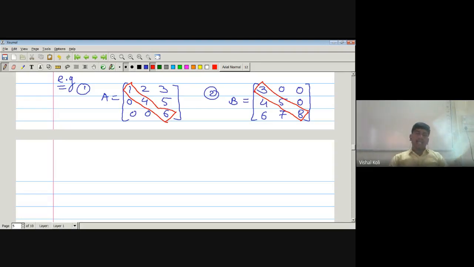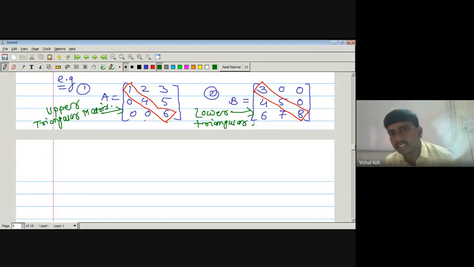Now, any matrix is said to be an upper triangular matrix if all the elements below the main diagonal line are equal to 0. As here all the elements below the main diagonal line are equal to 0, this matrix is called an upper triangular matrix. And a matrix in which all the elements above the main diagonal line are equal to 0 is called a lower triangular matrix. So this will be a lower triangular matrix.